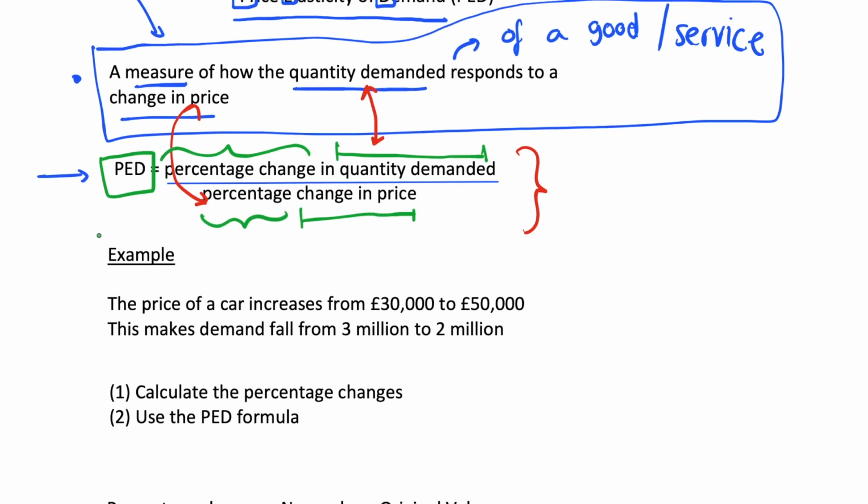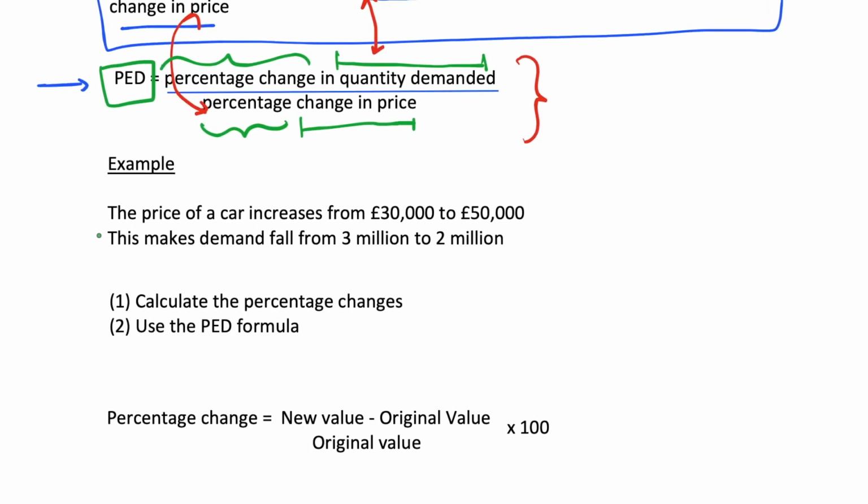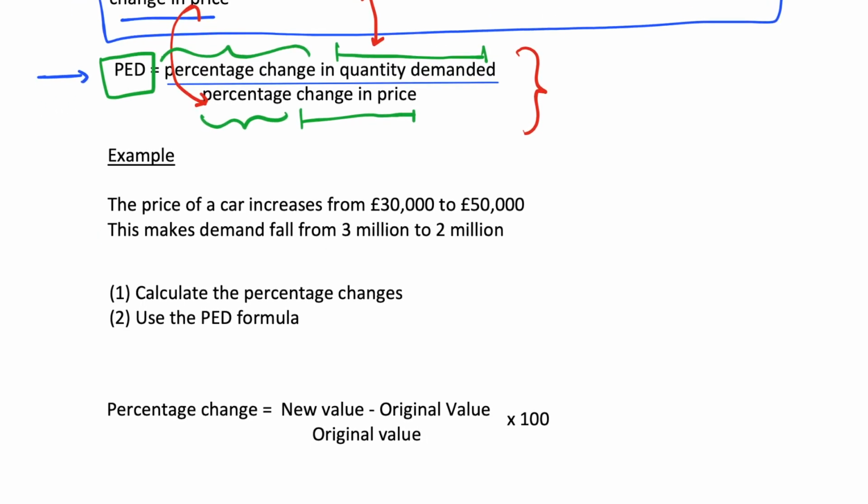So just to make this a bit more concrete, let's look at an example. We've got a pretty simple example here where we have the price of a car, and the price is going to increase from £30,000 to £50,000. This in turn is going to make the demand for this car fall from an original value of 3 million to now only 2 million cars being demanded in our economy.